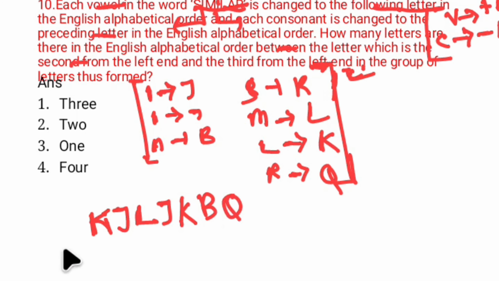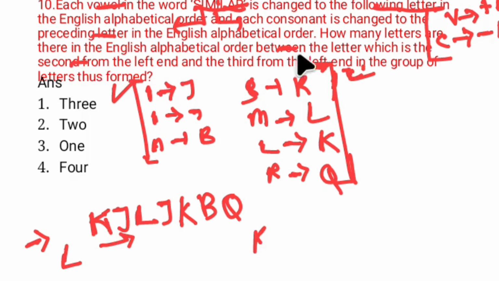So if you see the second letter, C3, E5, G7, I9. So +2. So from 9, if you add 2, you will get 11. So 11 means K. So WKP. Therefore option 2 is the correct option. So for question number 11, option 2 is the correct option.